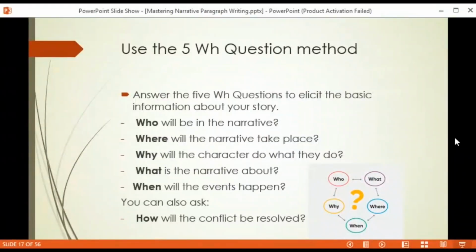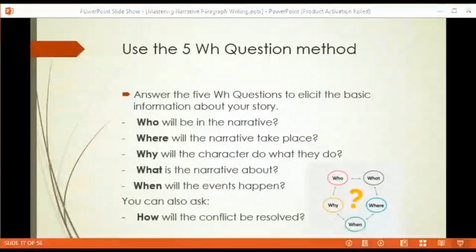When will the events happen? The timing. You can also ask, how will the conflict be resolved? This is one of the most important questions. How will the conflict of the story be solved? Next slide, please.